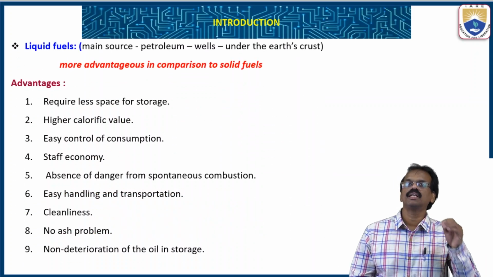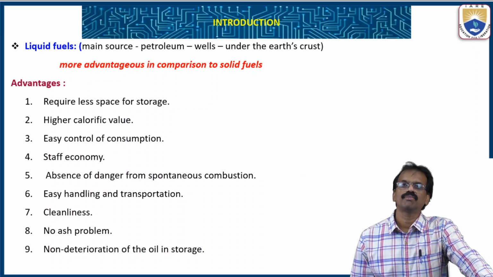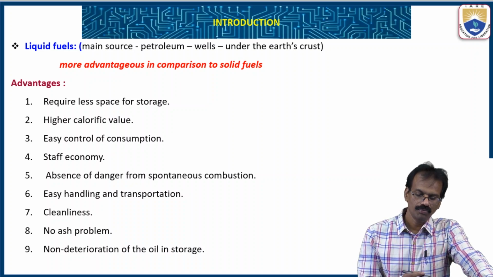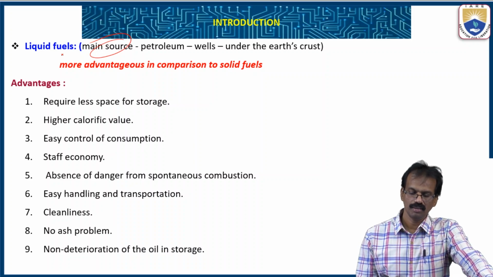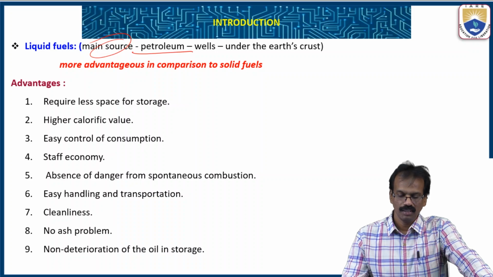Next we will see the liquid fuels. So what are the different types of liquid fuels? So the main source of the liquid fuel is petroleum, crude oil, we know that. By refining this petroleum, you get the different derivatives of the petroleum.